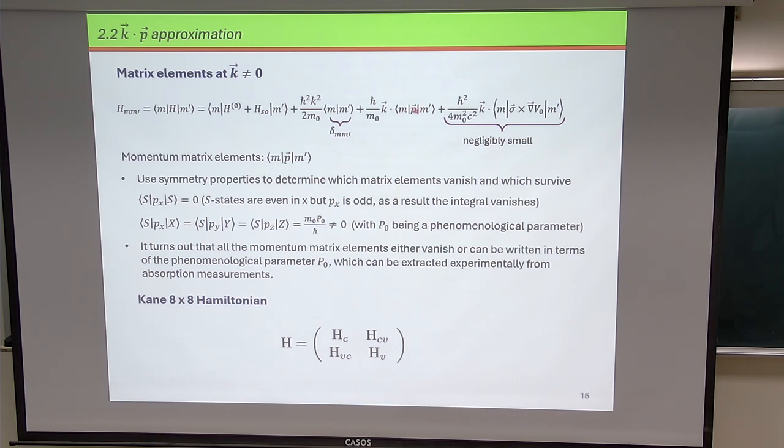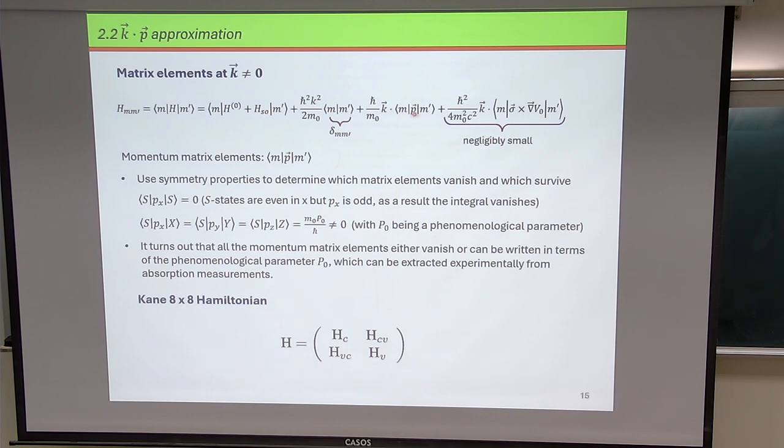So I just need to figure out what the matrix elements of the momentum P are. If I know the matrix elements of the momentum, then I just put them in my Hamiltonian, build my Hamiltonian, and I have to diagonalize this Hamiltonian to get the eigenstates at any k in that case. And by any k, I mean k close to 0, because if it's away from 0, I will have to use this other approximation.